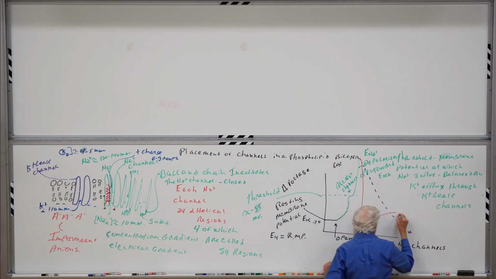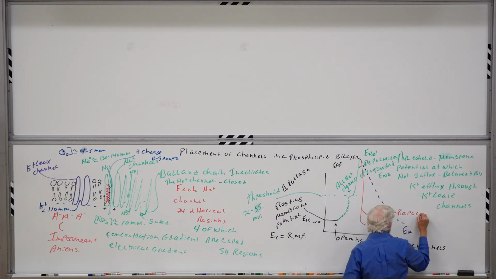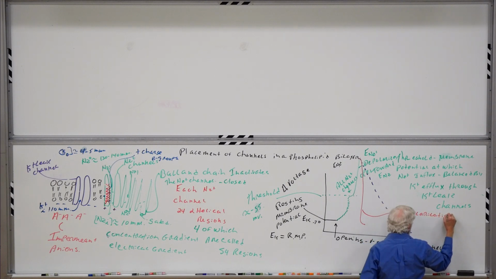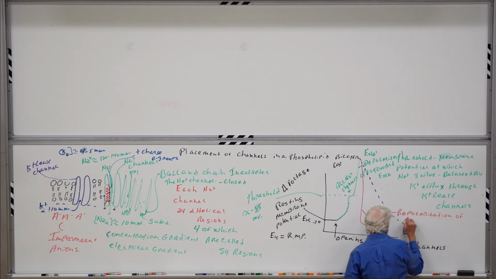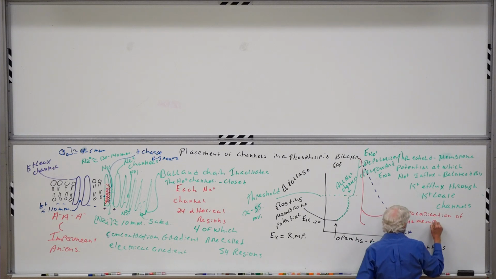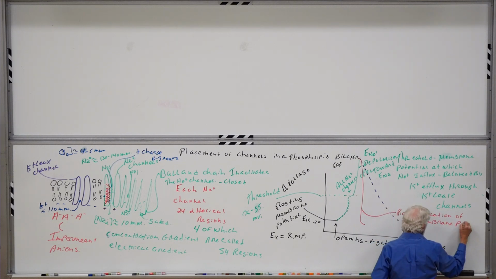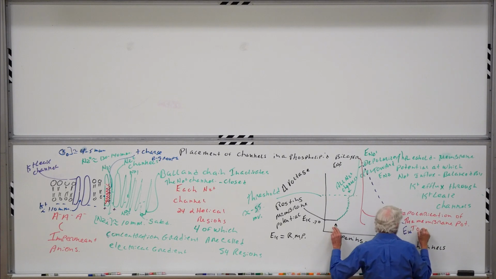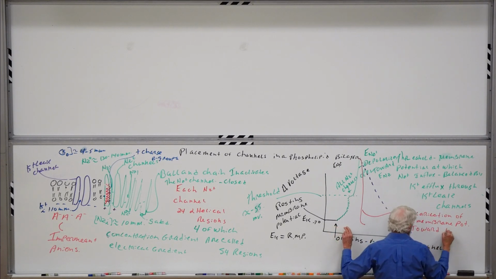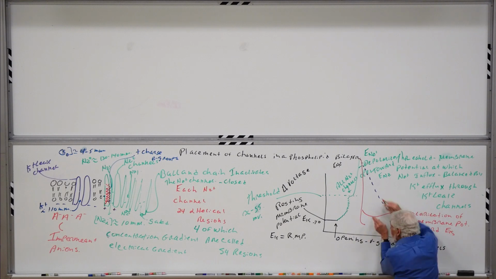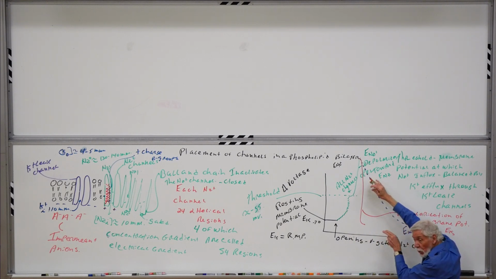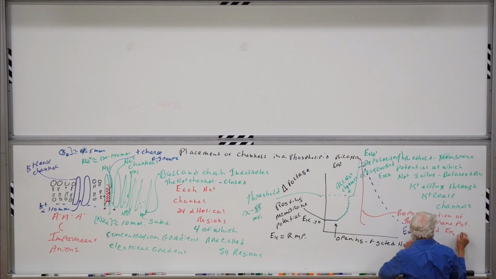So this is said to be the repolarization of the membrane potential toward the equilibrium potential for potassium. So we're going to repolarize the membrane potential toward the equilibrium potential for potassium by opening voltage-gated potassium channels.